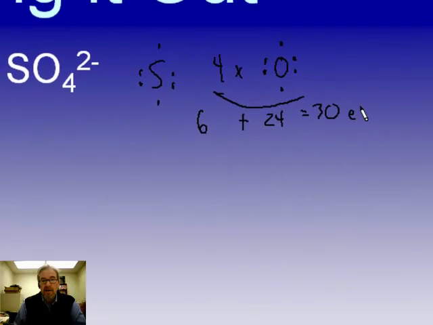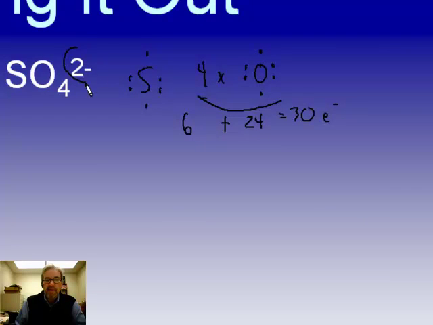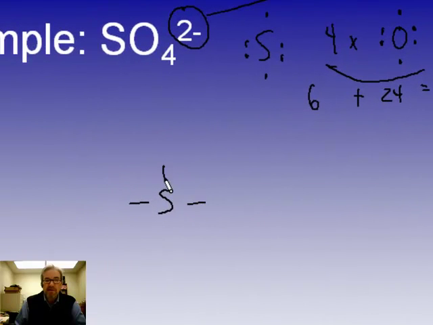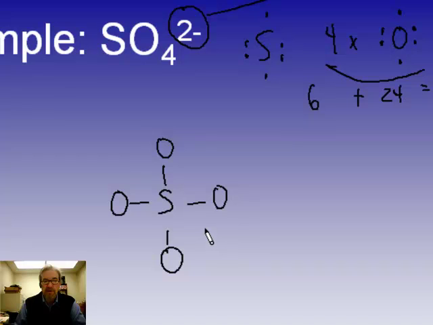But it's a 2- charged ion. So that means I'm going to add to my count 2 more electrons, and that'll give me 32 electrons in the structure. Sulfur is closer to the middle of the table. It's also the first thing listed in the compound's formula, so I'm going to put the sulfur in the middle and arrange the 4 O's around it. Sulfur has a full octet now, so I'm going to fill octets on the oxygens. Each one has only one side covered with a bond, so the other 3 sides get lone pairs.